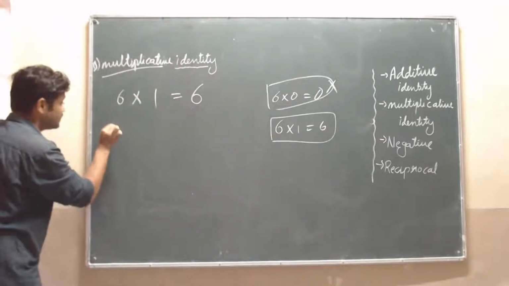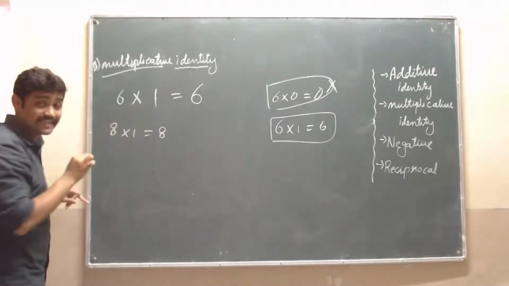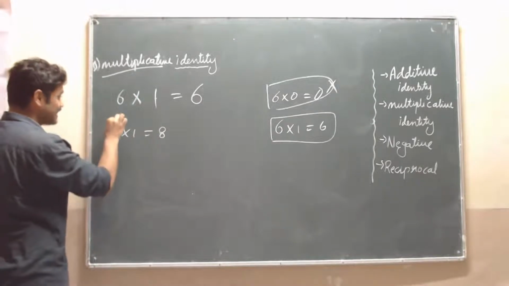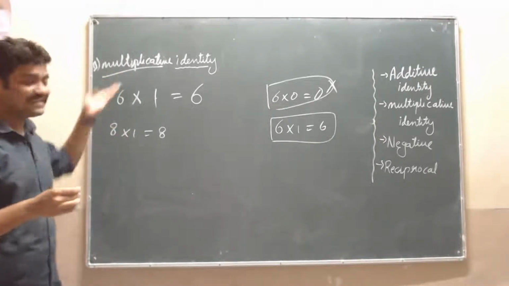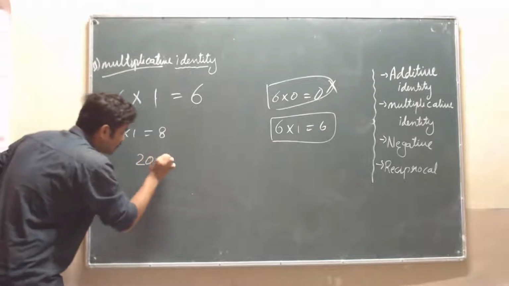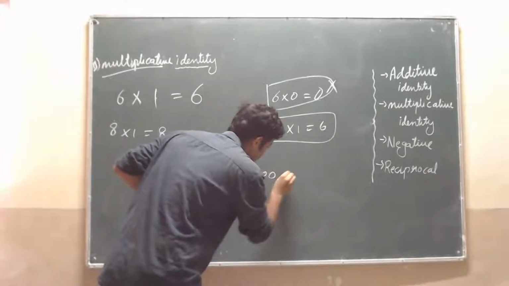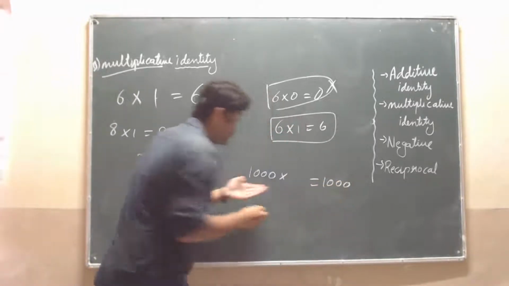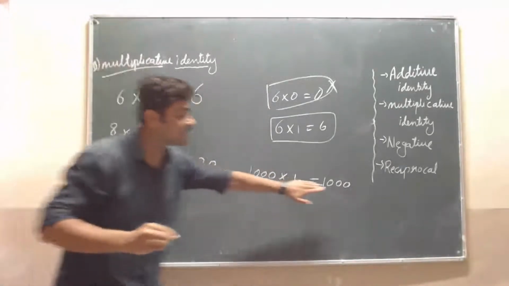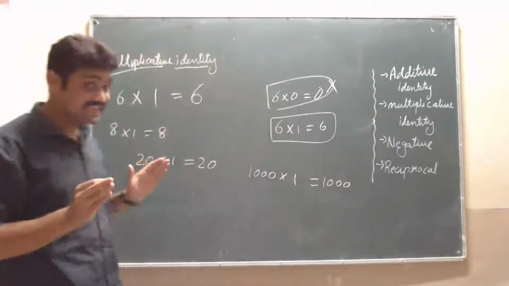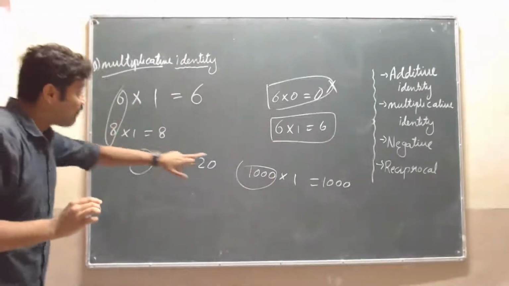Let's take one more example. See, 8 ones are 8. 1 is the identity here, isn't it? 8 is a natural number, and multiplication is the operation. Then one more example: 20 into 1 is 20. Okay, one more, 1000. Which number is multiplied to 1000 to get 1000? So simple. Once I multiply by 1, we will get the same answer, isn't it? Then we can say that for natural numbers, the 1 will be here.